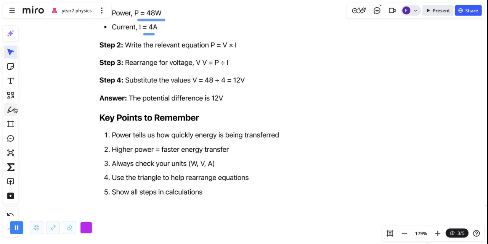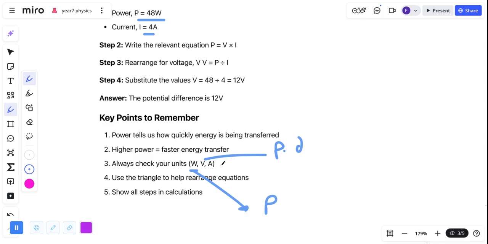Always check your units. I love units. Watts is power. Voltage is either volts or potential difference. Amps is current.